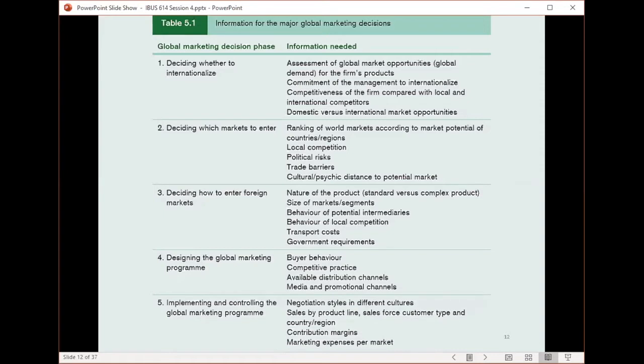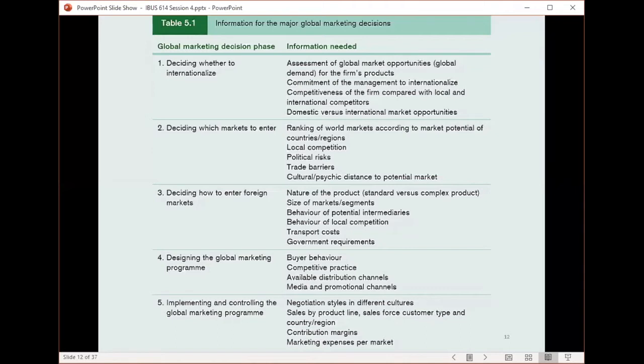And finally, implementing and controlling the global marketing program, again, like I said, relies on a consistent supply of marketing information because implementation and control go hand in hand. While you are implementing your global marketing strategy, you need to be controlling to see if things are going well or not. If things are not going well, you need to be able to understand why. And again, through marketing research, you can pinpoint perhaps what is causing the strategy that you are currently implementing to not go as planned. And with that information, you will be able to proffer a solution as to how to get the strategy to work better. And that is why we say that the information intelligence system is a cyclical one.